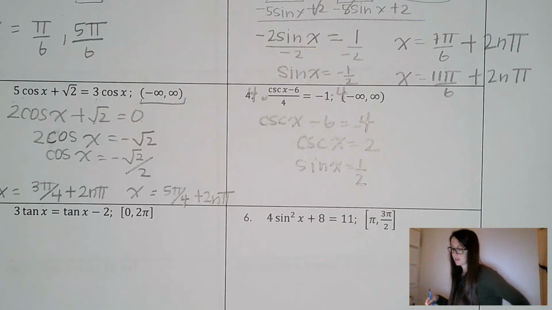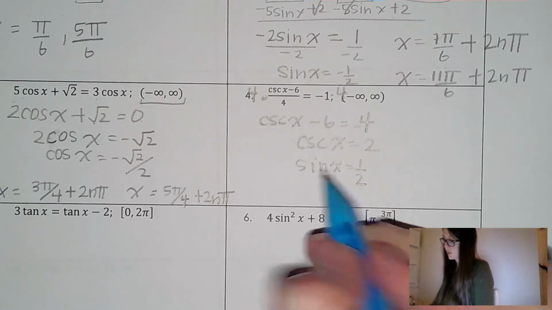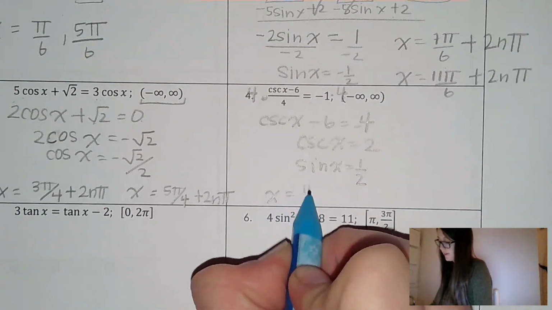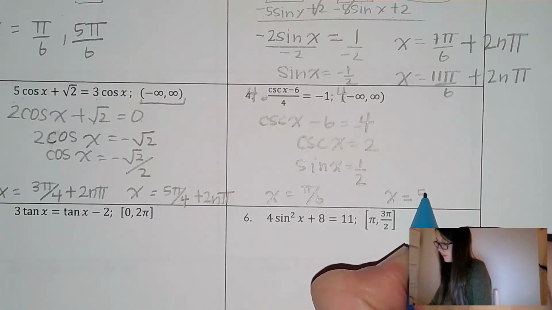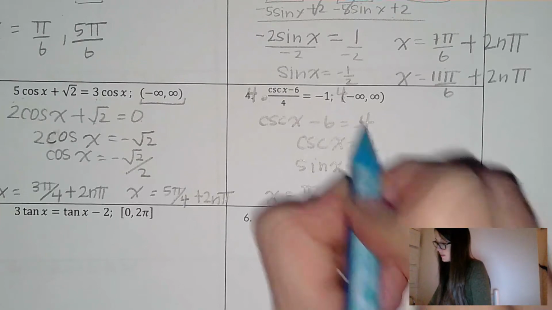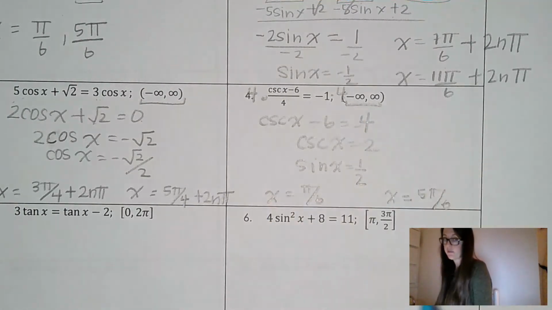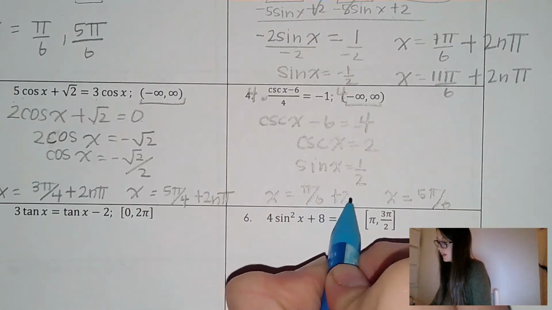So where is sine going to be equal to 1/2? That's going to be pi over 6, and also again at 5 pi over 6. But this is between negative infinity and infinity, so I am going to then add the 2n pi.